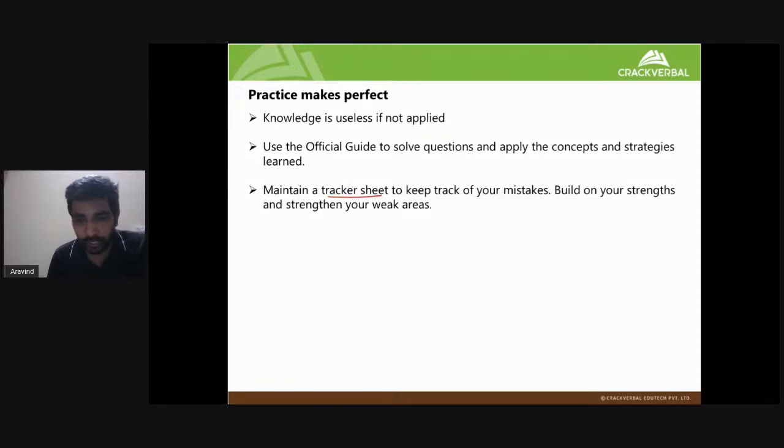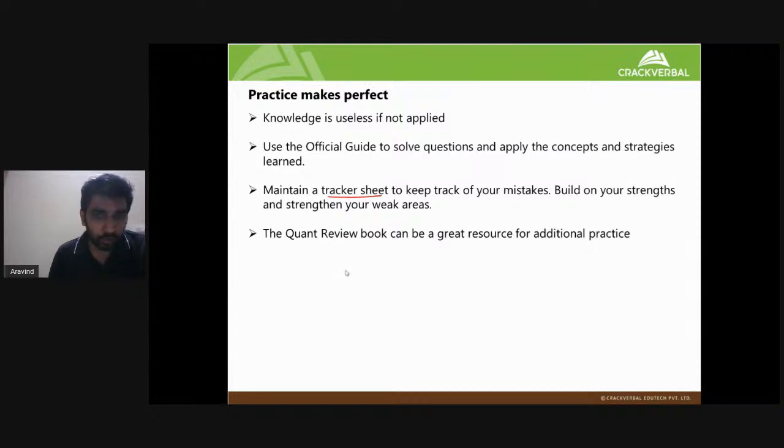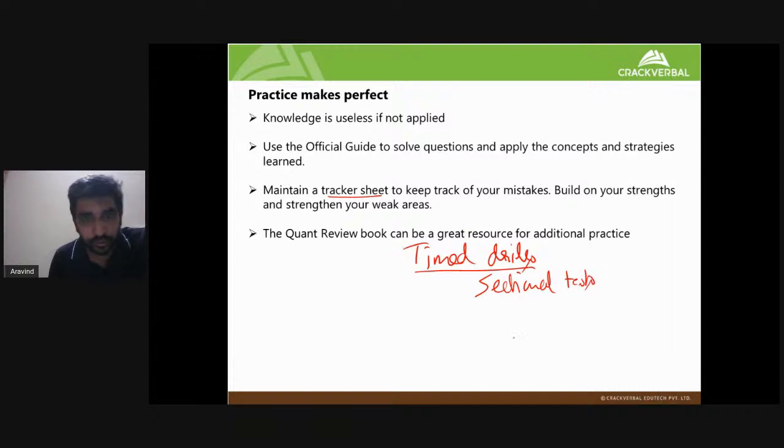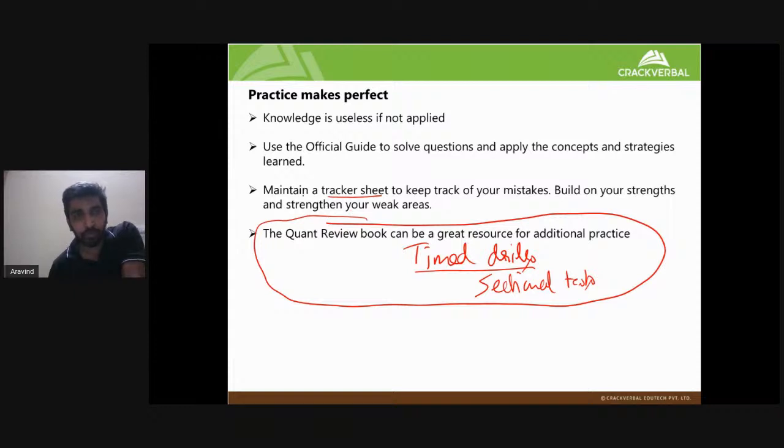So once you finish the official guide, you can probably take up the quant review book for additional practice. Maybe you can do timed drills to build up speed. These timed drills can also be a great way of creating sectional tests. So you could pick up 31 questions, select questions from different areas, from different difficulty levels, and try to simulate what happens on the GMAT Quant section, right? But of course, this part I think comes much later in your preparation. At this point of time, if you want to build confidence, I think you need to do this. This is very important.